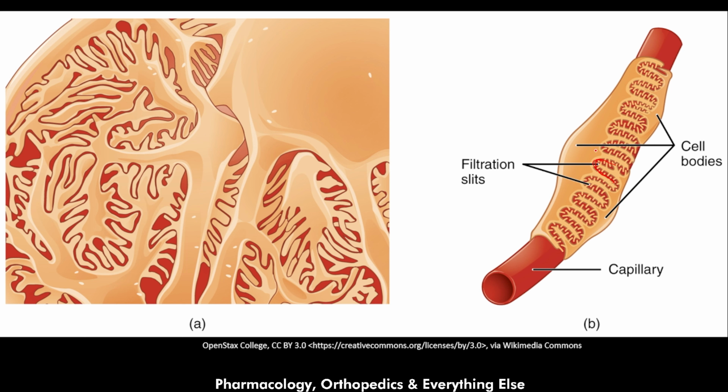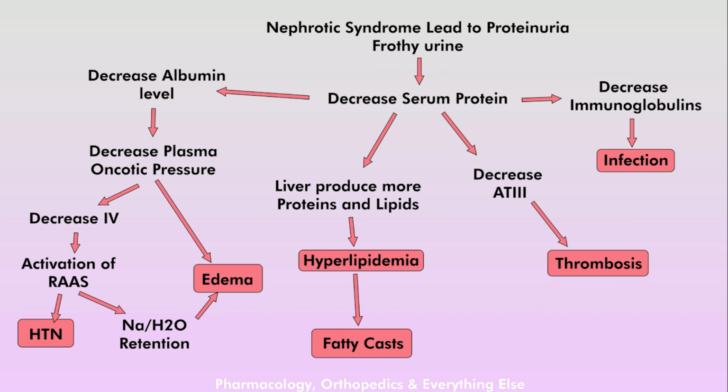So here, the podocytes are surrounding the capillaries in the glomerulus. So here is the podocyte and here is the capillary, and here the filtration slits are in bigger magnification. So what happens is that those filtration slits would be bigger than normal, allowing the protein molecules to pass, because the protein molecules are bigger than the other filtered molecules, and they pass when the filtration slits are bigger than normal. And this is the case with the nephrotic syndrome. So this slide is about the pathophysiology of the nephrotic syndrome.